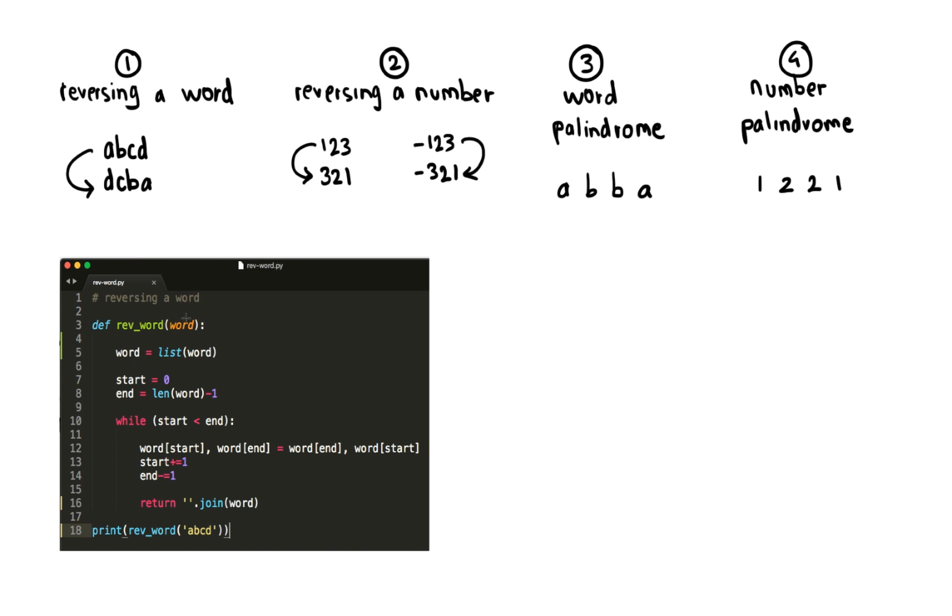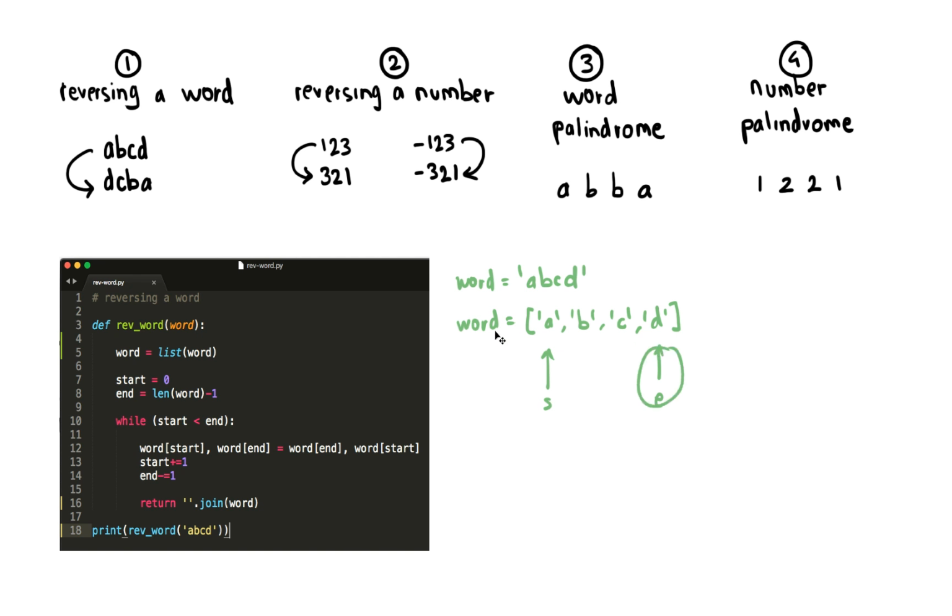And the Python function for this is given here. This function accepts a word, and that word right now is ABCD, as you can see here. Then we convert this word into a list of characters, so word now becomes A, B, C, and D. And then we maintain start and end pointers. So start goes here and end goes here.